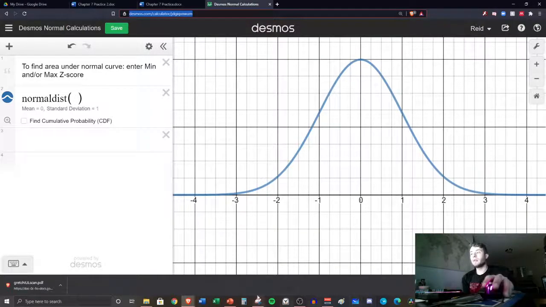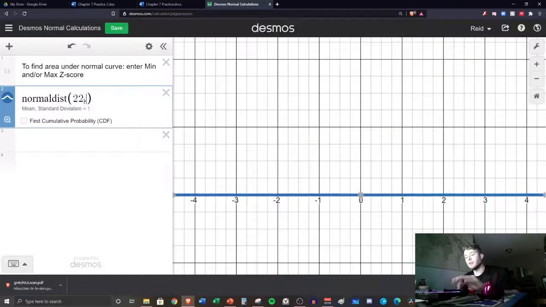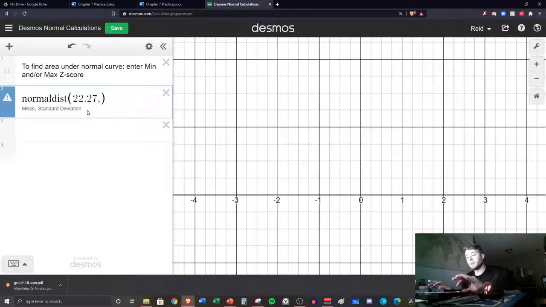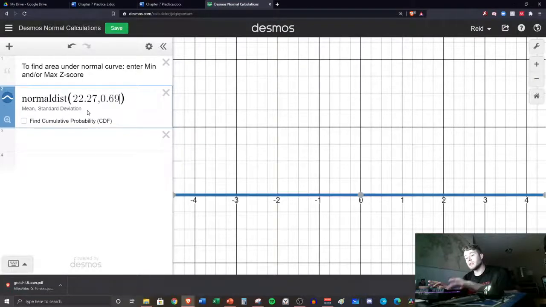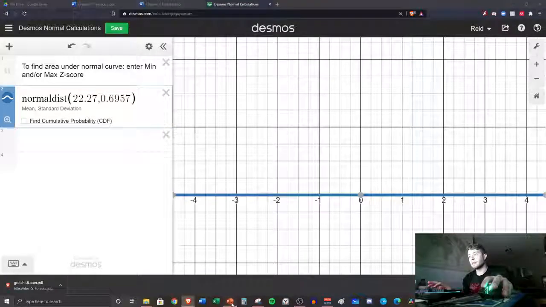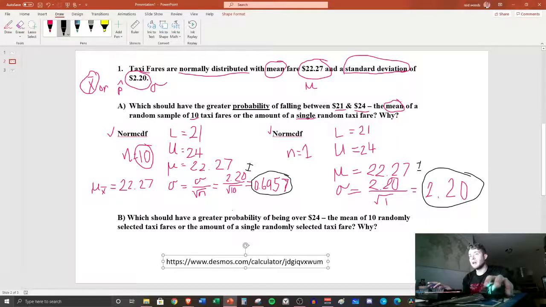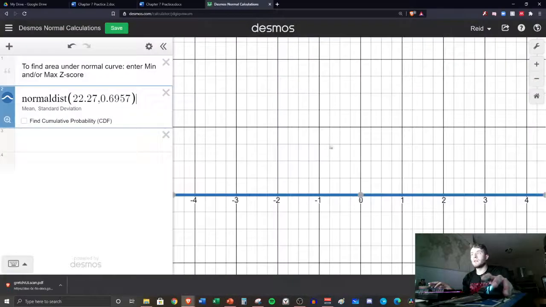So what we want to do is we want to put in our mean. So we have the 22.27, and then our standard deviation of the first one is 0.6957. If that's right, let's double check. Yes, okay. So you'll notice that it's gone off the screen, and what's happened is it's transformed, right? We went from a mean of 0 to a mean of 22.27, so it shifted to the right. Okay, then we changed the standard deviation from 1 to 0.69, so it got smaller.